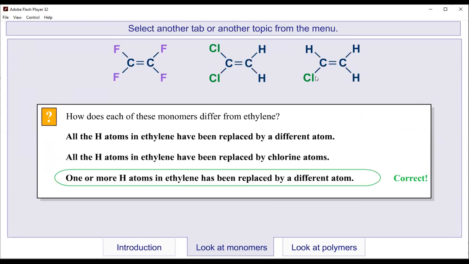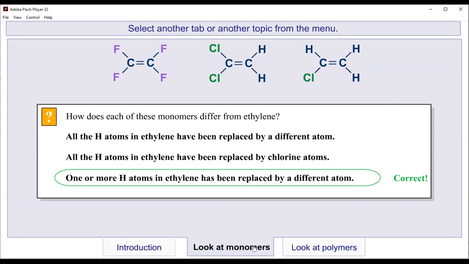You have one of them replaced here, 2 of them replaced here, and all 4 of them replaced here. But all of these represent monomers that are present in polymers now. And so that's what scientists did. They said, hey, the starting point is 2 carbons and 4 hydrogens. What happens if we vary the atoms that are bonded on there? We can form polymers with different physical characteristics and therefore different uses.